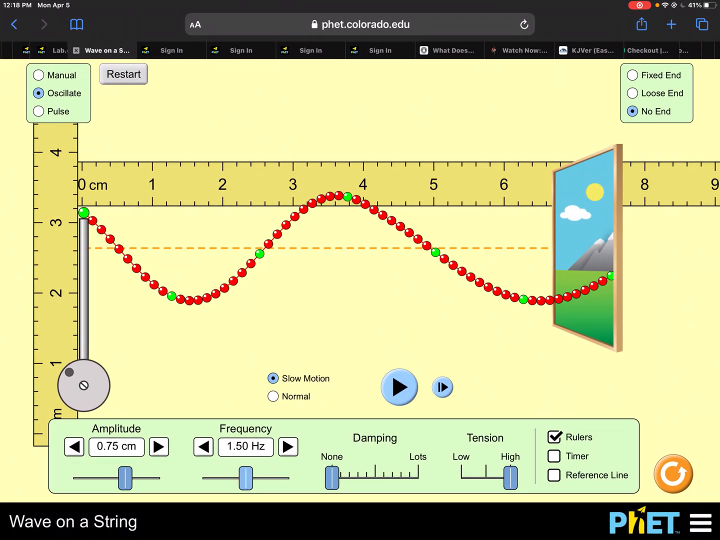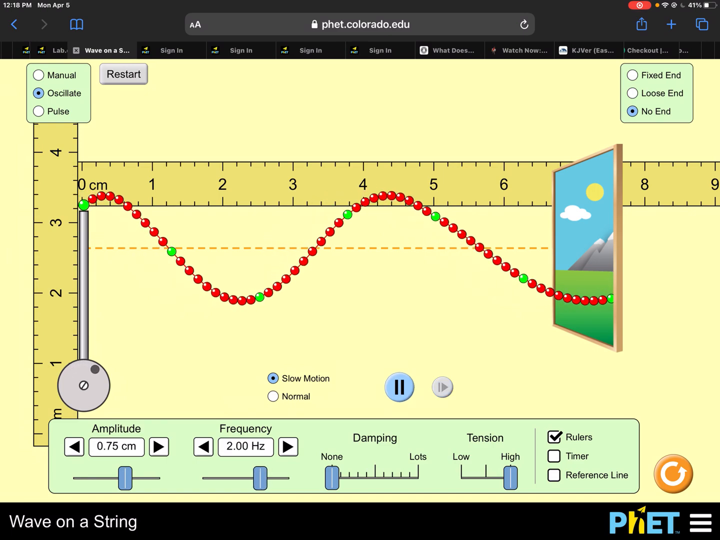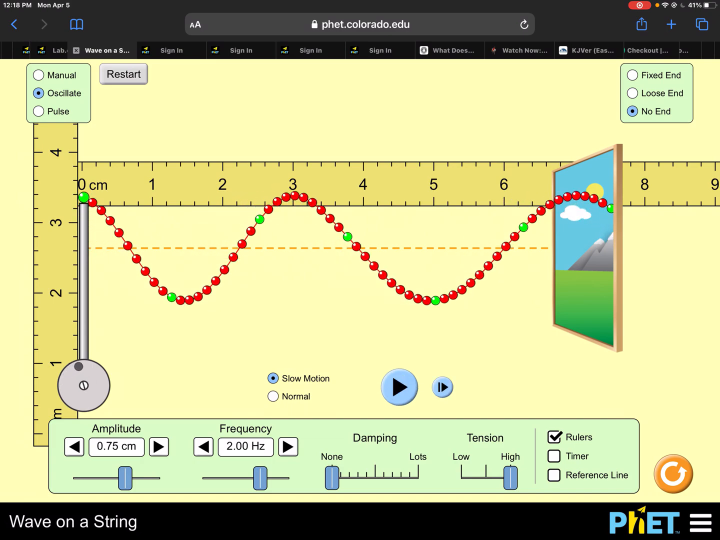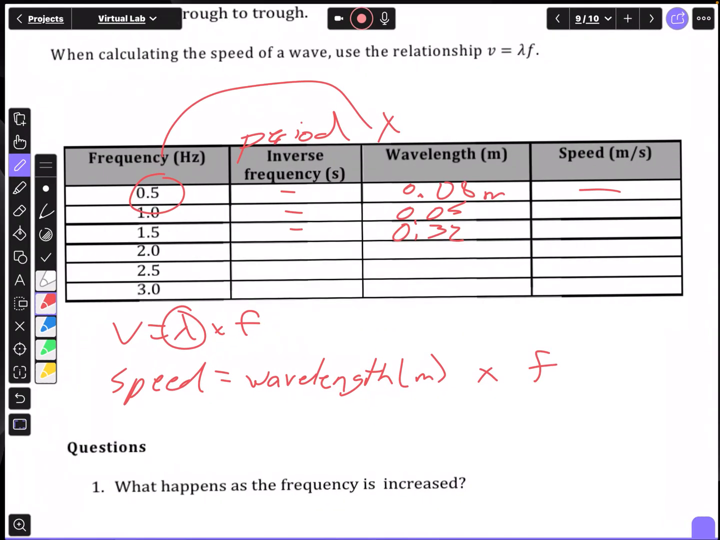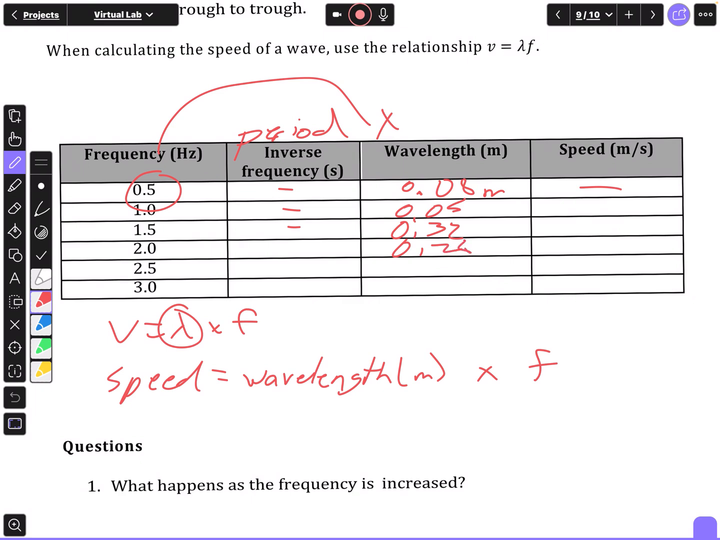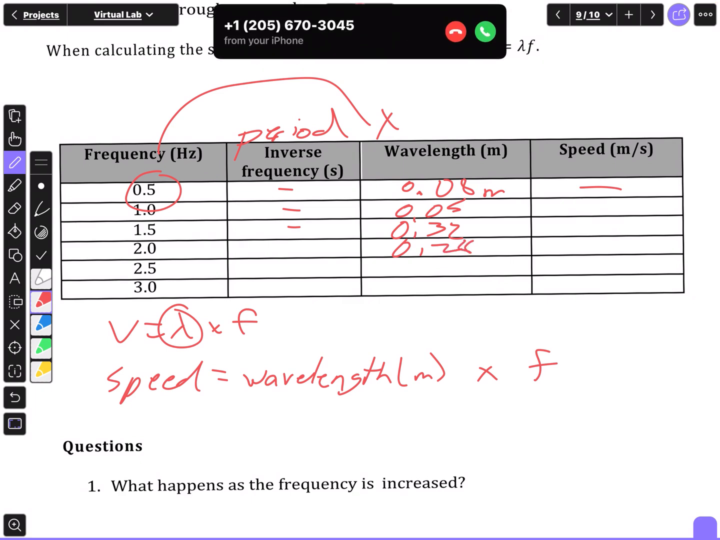And then I'll do one more to show you. Next frequency, I move up to 2, and I play it. I stop it right there when I measure for my wavelength, from about 0. The same part of the wave is going to be hitting a little bit before 3, about 2.8. So that'll be 2.8 centimeters divided by 100, which gives me 0.028.